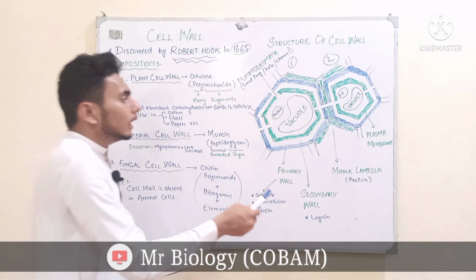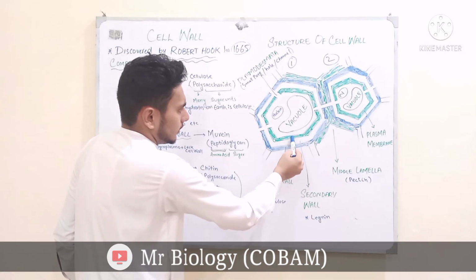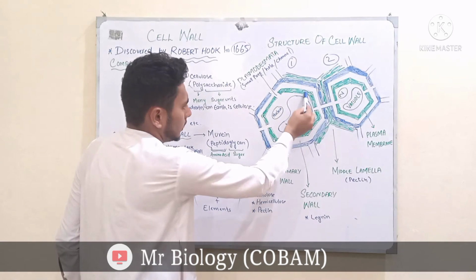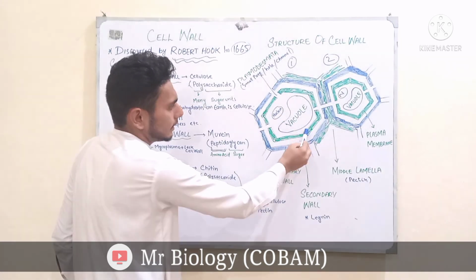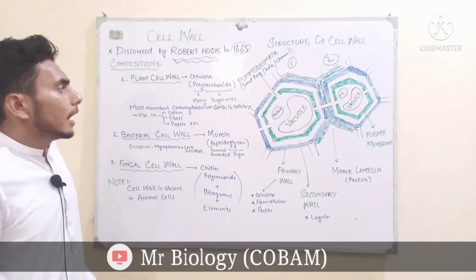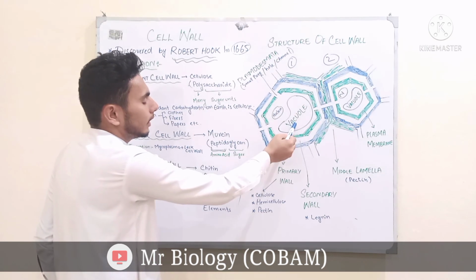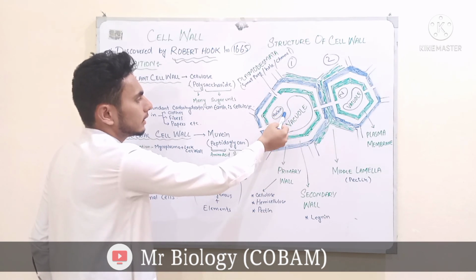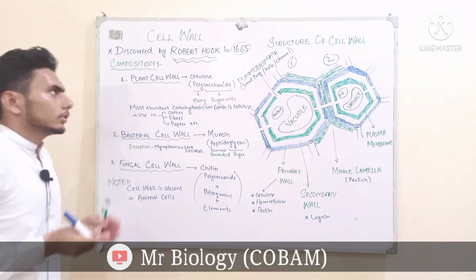Now the green color, I show it with green color, is basically the plasma membrane. And inside the plasma membrane, there is a large vacuole. In a plant cell, a large vacuole is present and there is a nucleus. Now this is the structure of the cell.